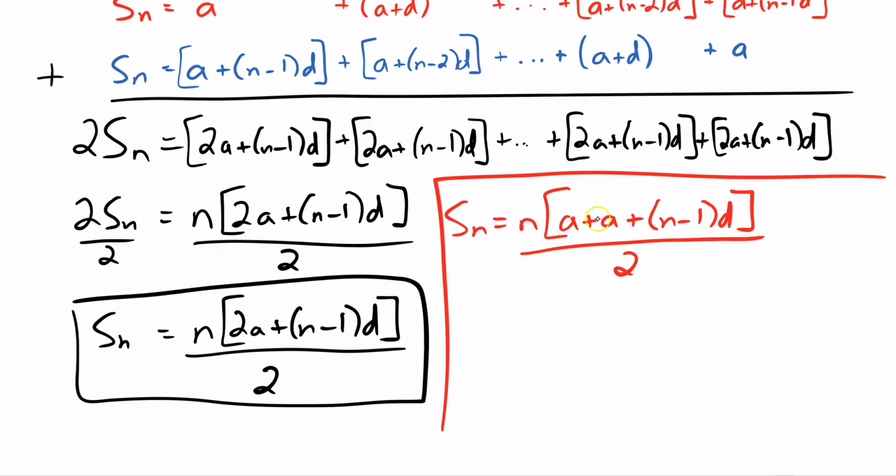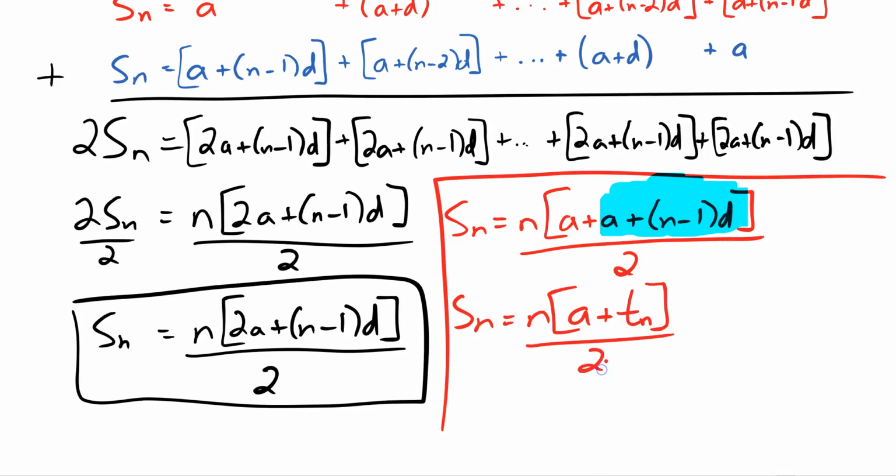Now what you may notice, if I highlight this portion right here, well, that looks familiar, doesn't it? A plus n minus 1 times d, that's just our general formula for an arithmetic sequence. So what we can simplify this to is a plus term n, so whatever the final term is, plus the first term, and then divide by 2. So these are two different equations that can be used to figure out the sum of an arithmetic series.